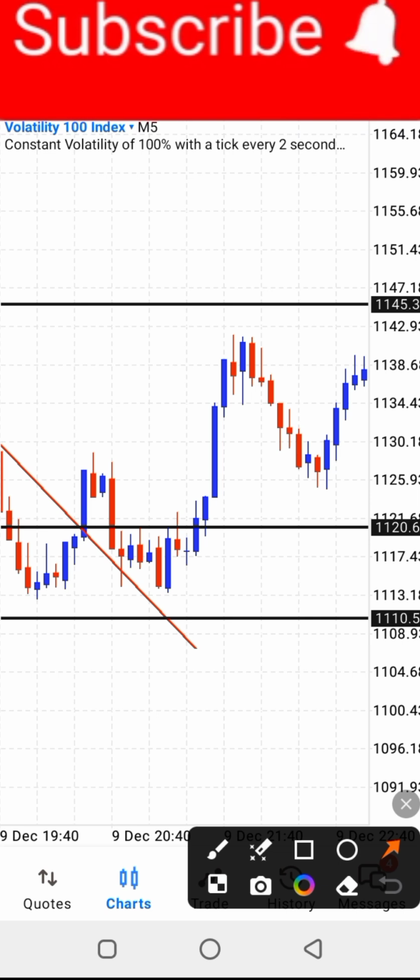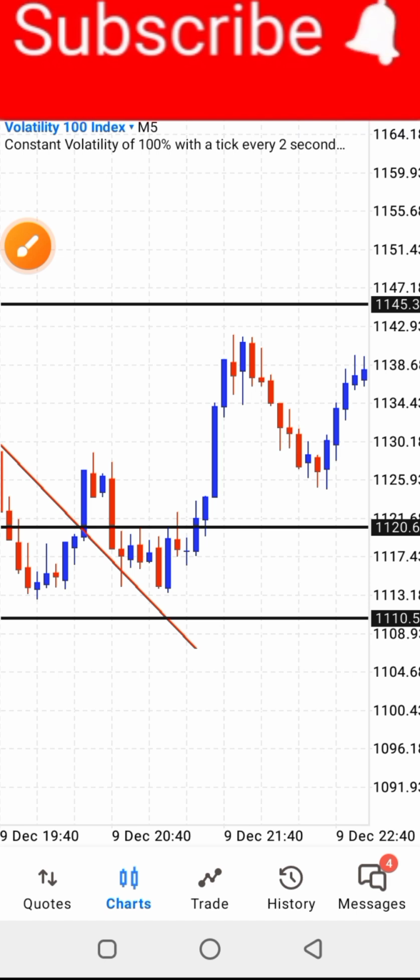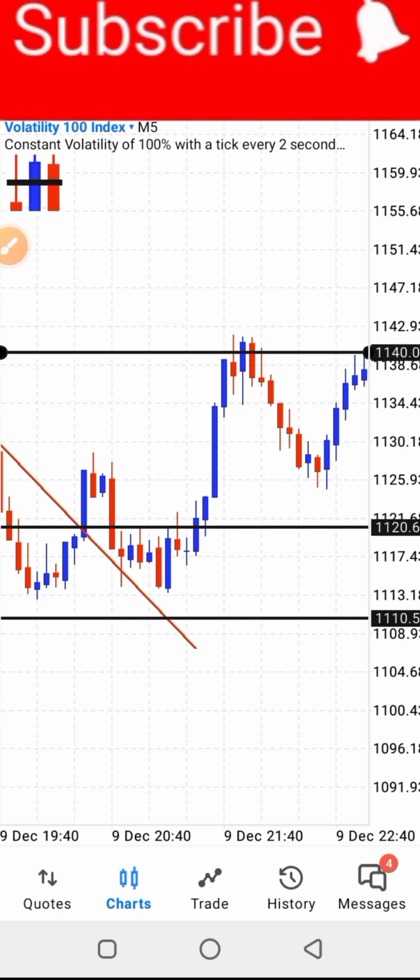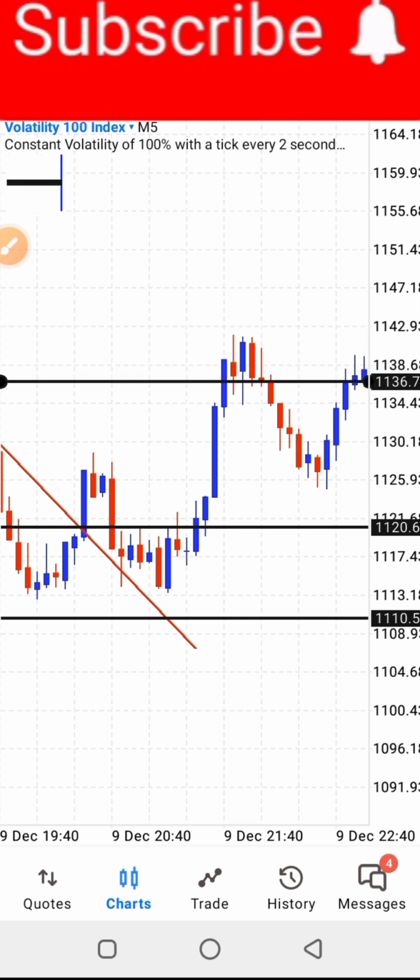Okay, so this was our entry, right? That was 1120, and right here we had 1110. So between here and here, this is about, let's say, 10 pips stop loss. Okay, if stop loss is 10 pips from 1110 to 1120, then take profit should be 20 pips, right? If the calculation is right. So my TP position should be 1140. So let me move it to 1140.